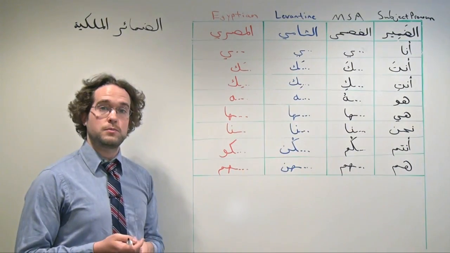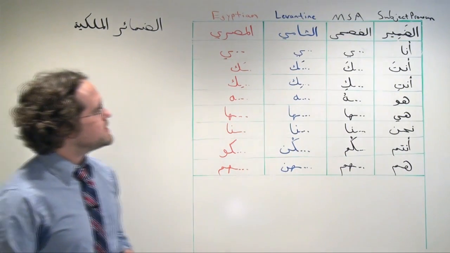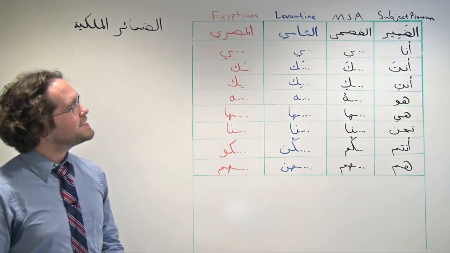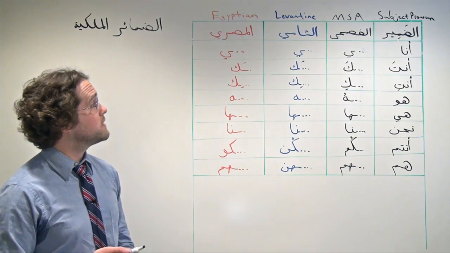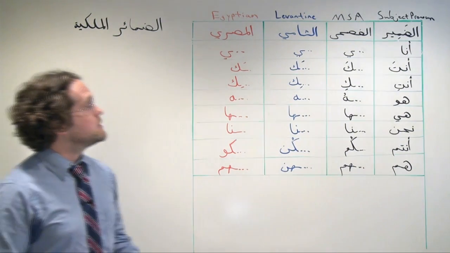And this is a chart of the most commonly used suffixes in MSA, Fusha, and Levantine Shami, and Masri, Egyptian. And you'll notice that the variations between them are relatively minor. There's really not a lot of difference, and in some cases, none at all.